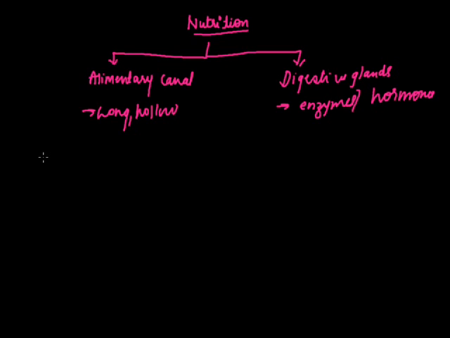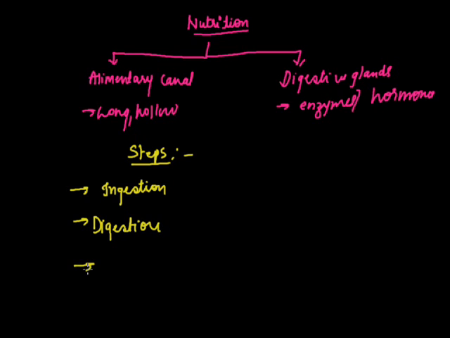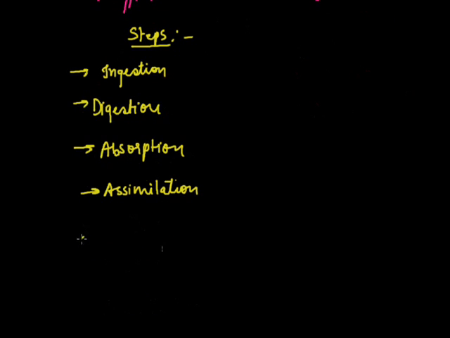Now, digestion in animals consists of the following steps. The steps of digestion are as follows. The first is ingestion, the second step is digestion, the third step is absorption, the fourth is assimilation, and the last step is egestion.